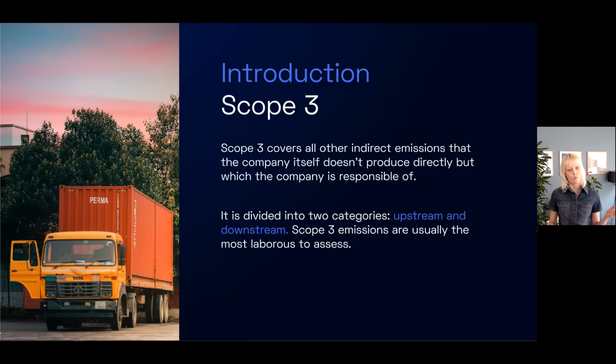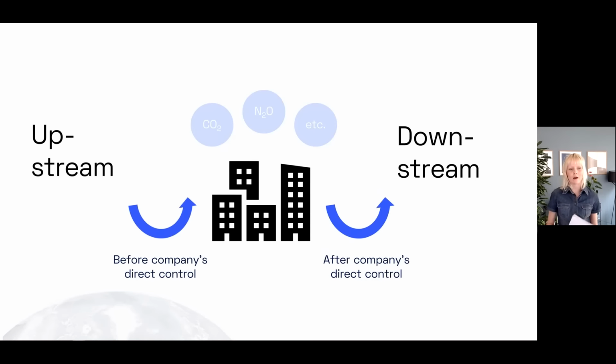And then we can go into scope 3. This category covers all other indirect emissions that the company itself doesn't produce directly, but which the company is responsible for. And this scope 3 is divided into two different categories, which are upstream and downstream. One thing to note here is that the scope 3 emissions might usually be the most laborious to assess. But let's go forward and see what the upstream emissions and downstream emissions are. Upstream describes the emissions that occur before a company's direct control, and downstream emissions are emissions that occur after the company's direct control.